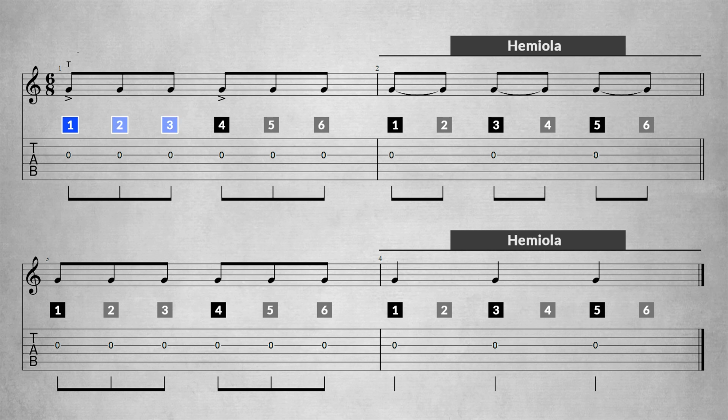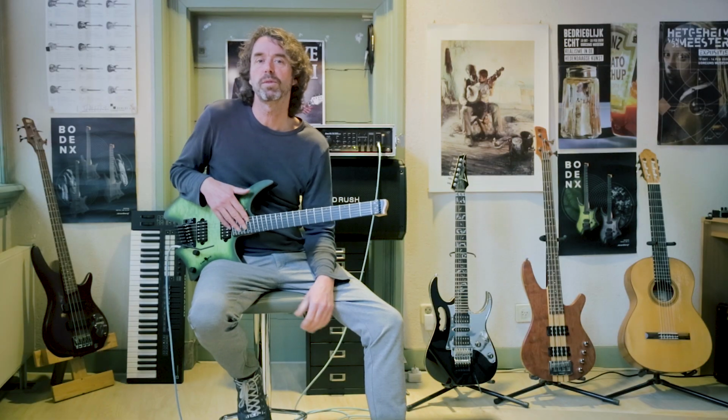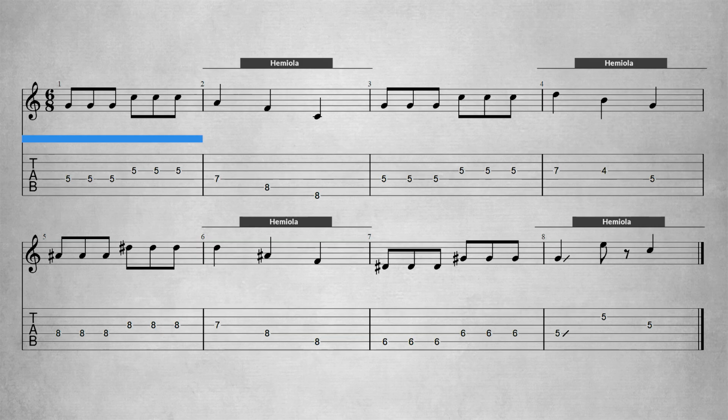1 2 3 4 5 6 1 2 3 4 5 6 1 2 3 4 5 6 1 2 3 4 5 6. Bernstein used this structure in his famous West Side Story in the song I Want to Be in America. 1 2 3 4 5 6 1 2 3 4 5 6 1 2 3 4 5 6 1 2 3 4 5 6.